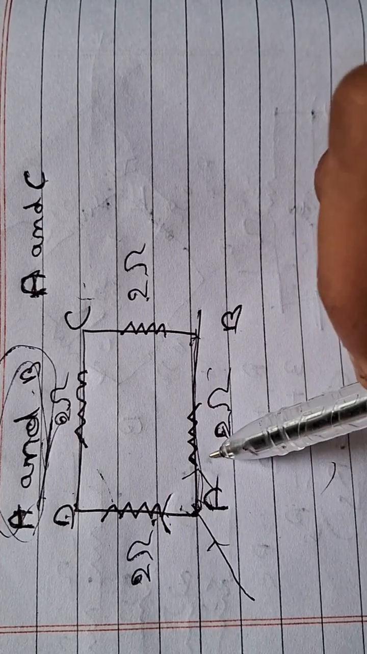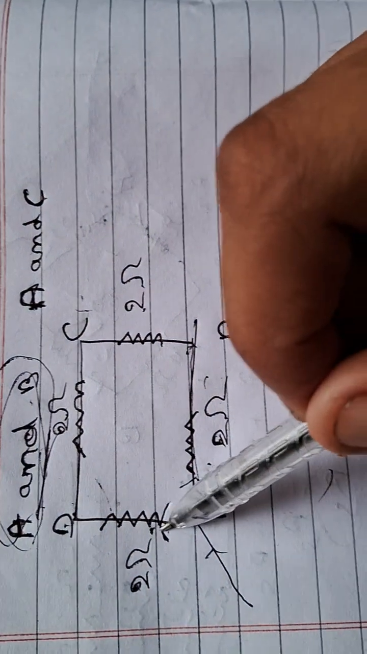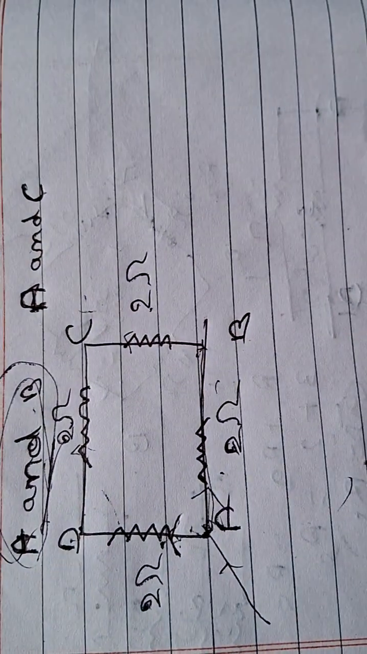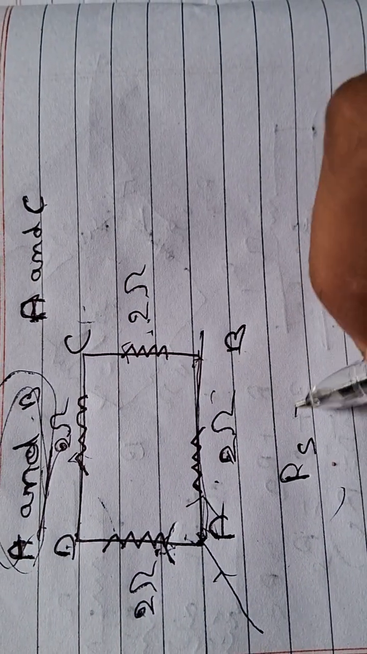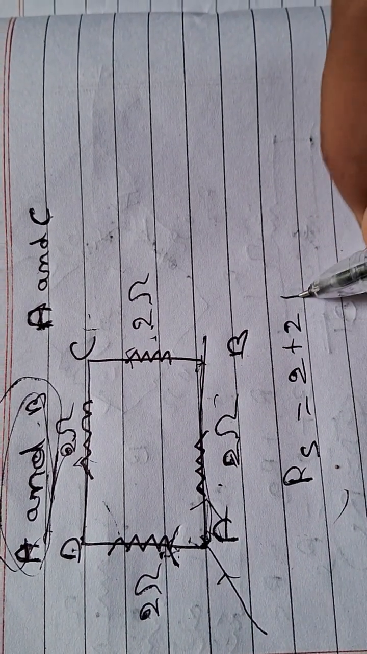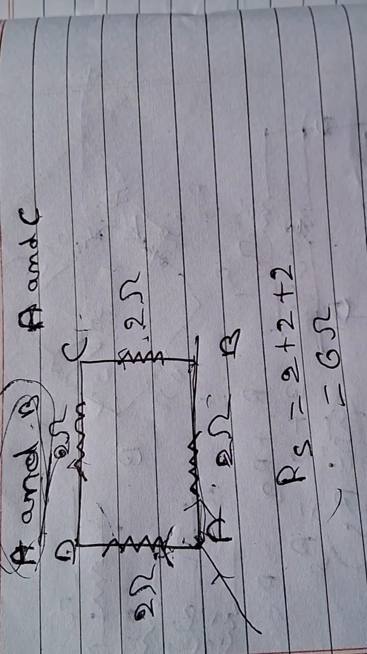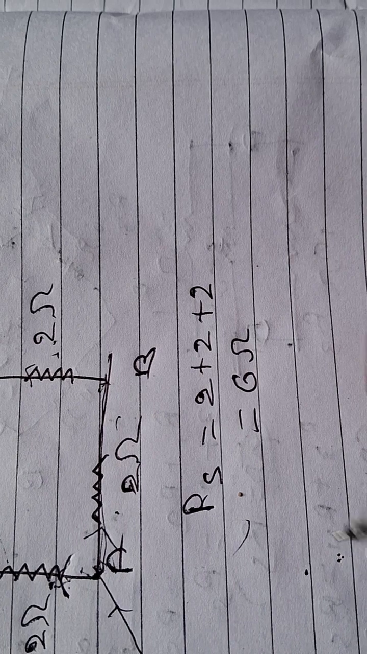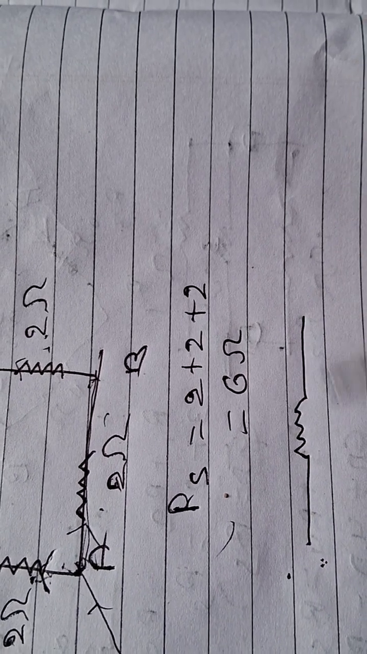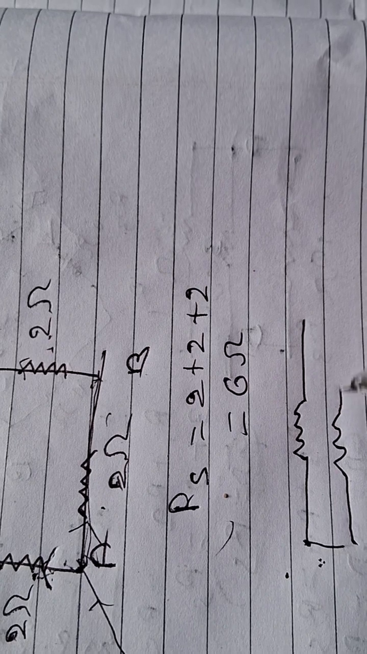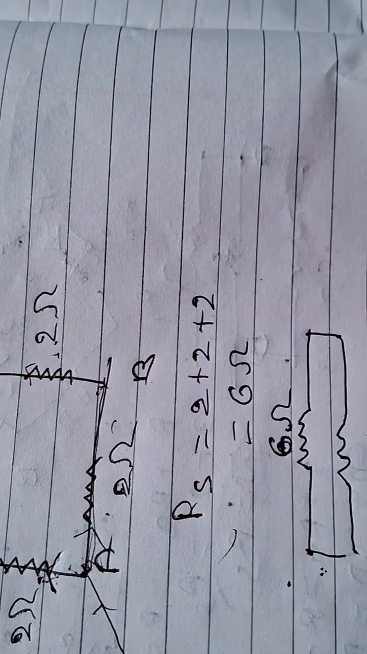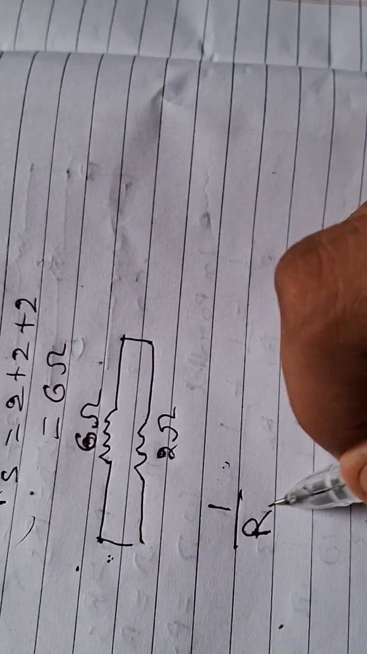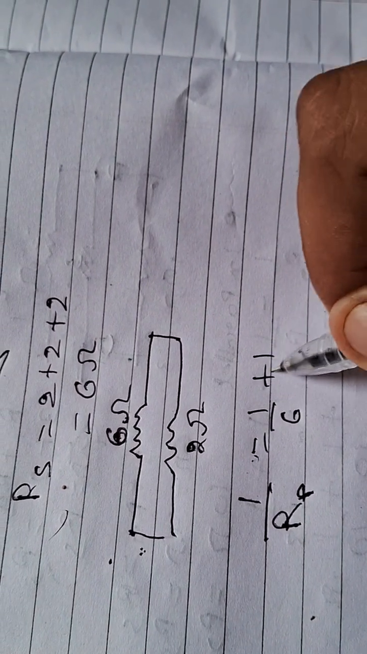So this part and this part are in parallel, but the same amount of current goes through all three. Okay, so 2 plus 2 plus 2, because they are in series. R in series is equal to 2 plus 2 plus 2, which is 6 ohms. Now I will draw your modified diagram, which is now looking like this. This is 6 ohm and this is 2 ohm. Okay, these are in parallel, so 1 by Rp is equal to 1 by 6 plus 1 by 2.